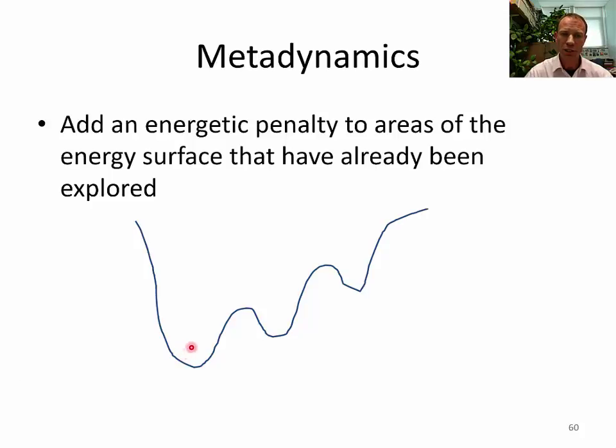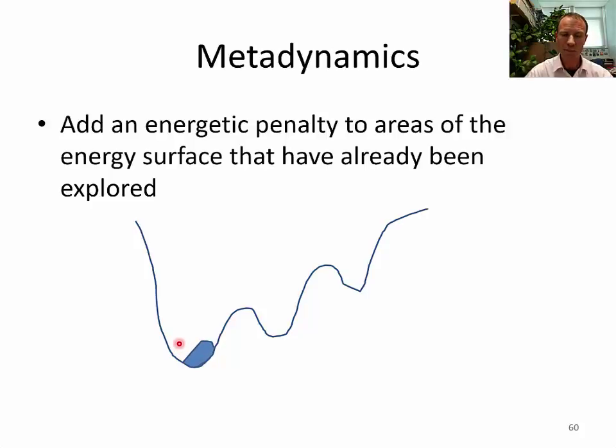So you can imagine we start off down here, we get good sampling down here, but after a while we've found out everything we need to know about down here. We've got enough data, but we need to know about the other parts of the surface. So what we do is we add an energy barrier, or an energy penalty, to being in this region of the potential energy surface. In a way this corresponds to filling up this region of the potential energy surface, which will now change the energy surface and push the system over here.